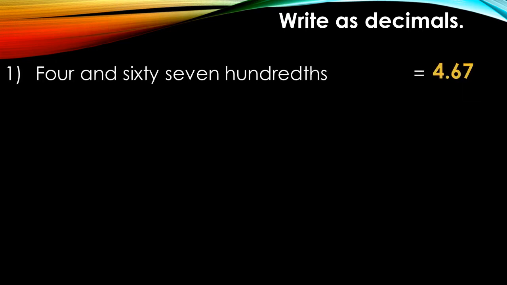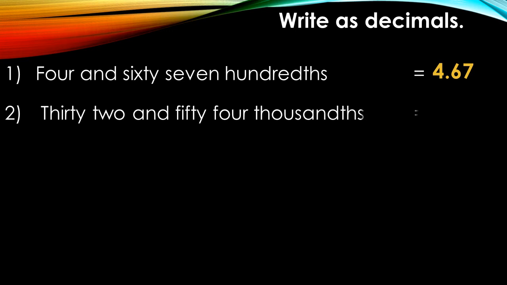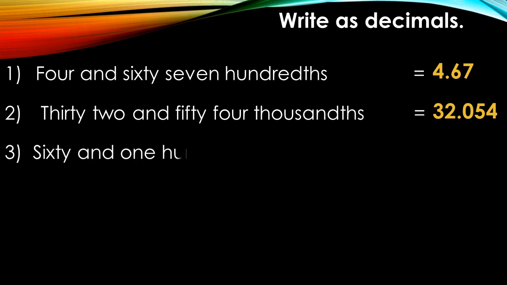Let us solve one more question. Write as decimals. Question number 1. 4 and 67 hundredths, and the answer is 4.67. Question number 2. 32 and 54 thousandths, and the answer is 32.054. Question number 3. 60 and 1 hundredths, and the answer is 60.01.